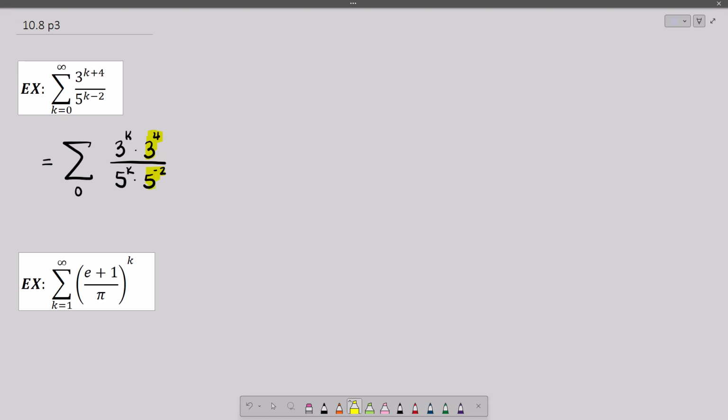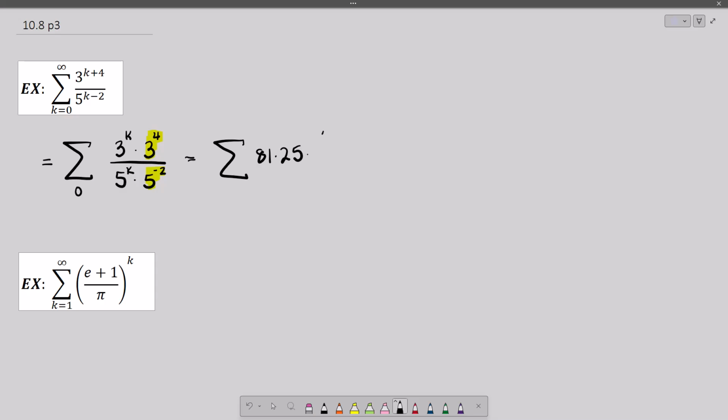Those will both be constants, and we can do the following then. So we could rewrite this as the summation. Let's put the constants in front. 3 to the 4th is 9 times 9, which is 81. 5 to the negative 2, that's 1 over 25, but then we're going to flip it. So we're going to get 81 multiplied by 25. So that's the constant part.